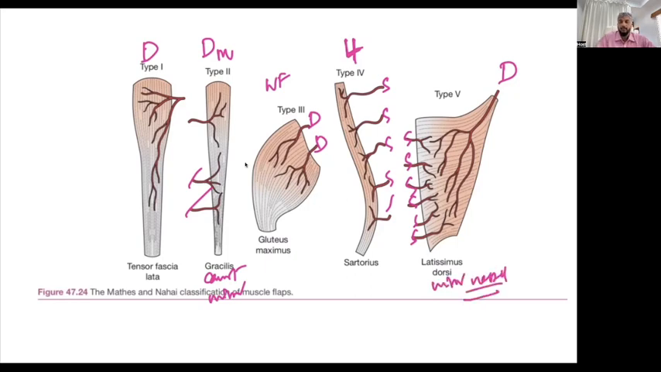So this is about the first part of the Mathes and Nahai classification. In the second part, we will see how to remember the different examples. Thank you.